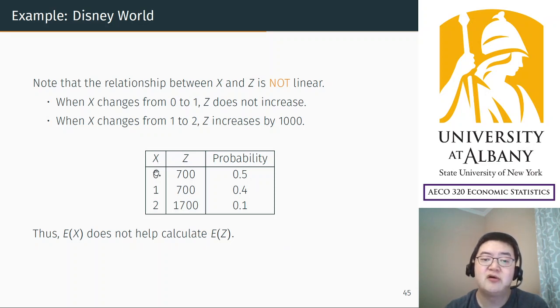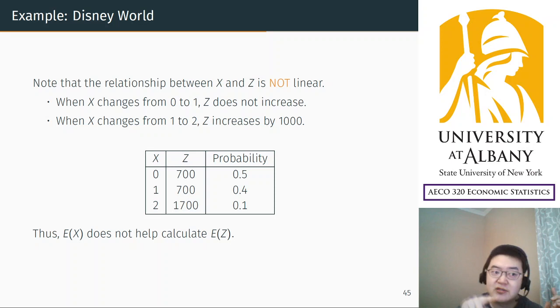So when the number of trips increases from 0 to 1, the increment in z was 0 here. It does not change, so the slope is 0. But when the number of trips increases from 1 to 2, the increment is 1000. So z increases by 1000 in the second increase. That means the slope was 0 at the beginning and then goes up. There is a kink, which means it's not linear. So that's why it's not linear.